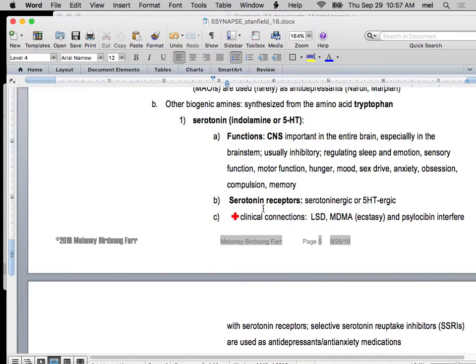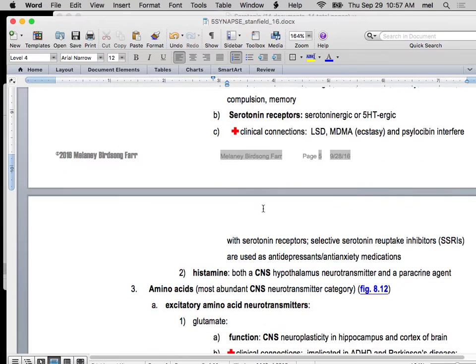Okay, so let's talk about clinical connections. The first things we've already talked about. SSRIs, right? An SSRI is a selective serotonin reuptake inhibitor. And there are two, I don't remember if we talked about this last time, but I'll say it again if we did.